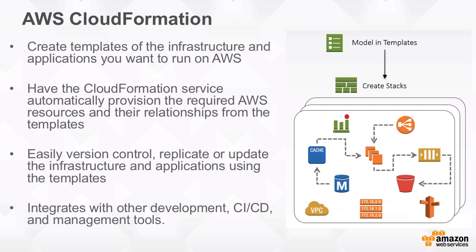CloudFormation templates include multiple resources inside the AWS environment, all the way from EC2 instances or servers to SQS queues, S3 buckets, or even subnets inside of VPCs. It allows you to easily version control, replicate, and update your infrastructure using these JSON document templates. It also integrates with other development and continuous integration deployment tools such as Bamboo and Jenkins that enable you to integrate this with your continuous integration and continuous deployment pipelines.